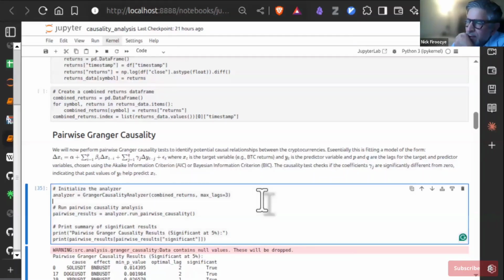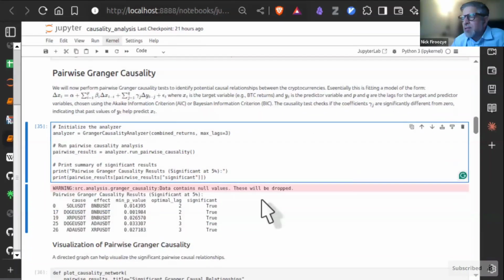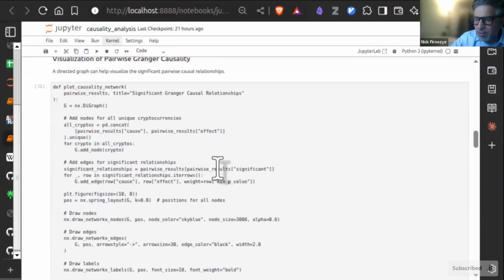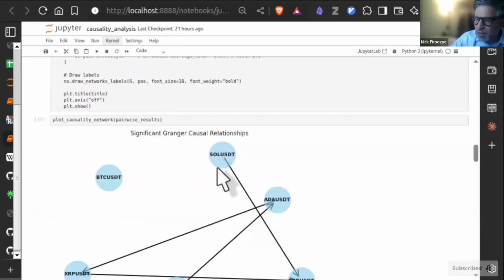So this one then. Okay, so we don't have a whole lot of range here. We can test many more lags. We can test at different significance levels. It's possible to do a number of things here. So this is the version that I did here. I did max lags 3 mostly because I was also interested in something called multivariate causality.